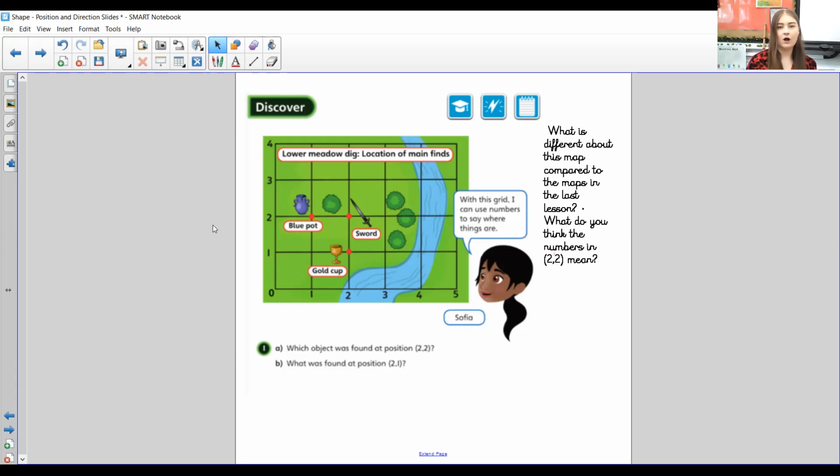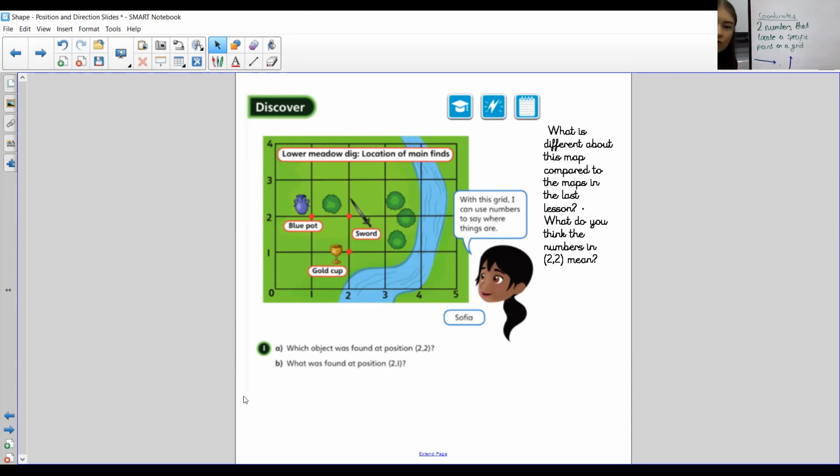Along the corridor and up the stairs. That's what I say in my head. Along the corridor and up the stairs. So if we go along the corridor, we are going along the corridor and then we go up.